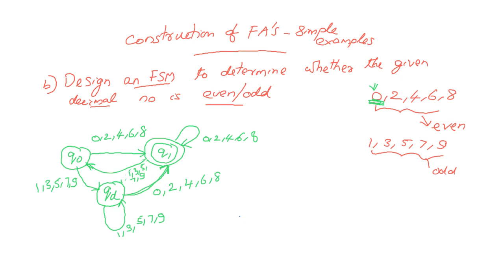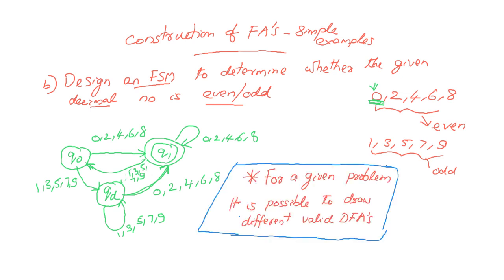So the moral of the story is that for the same problem you can draw the DFA in different ways. So there can be multiple DFAs for a given problem, so people can draw different DFAs for a given problem. That's why it's actually a little bit of a challenge to verify them and check whether each one is correct or not.